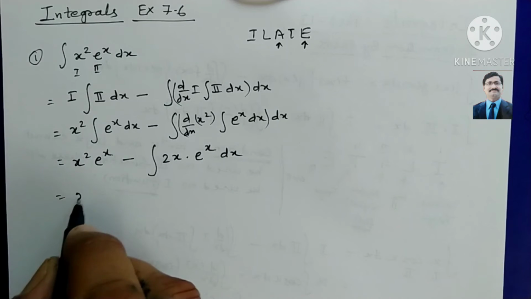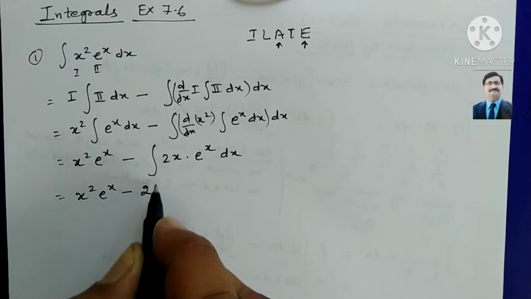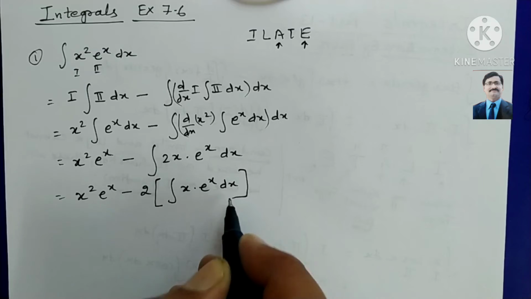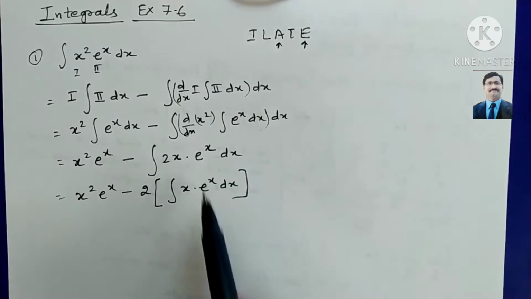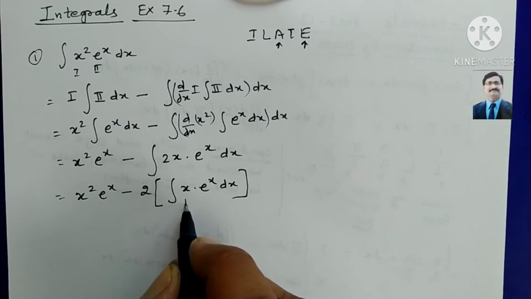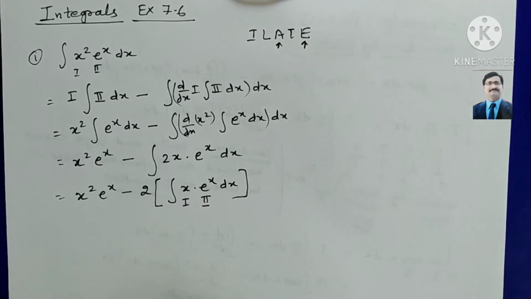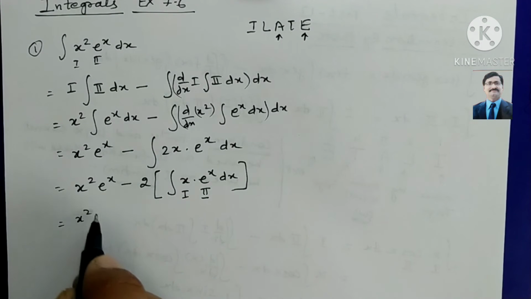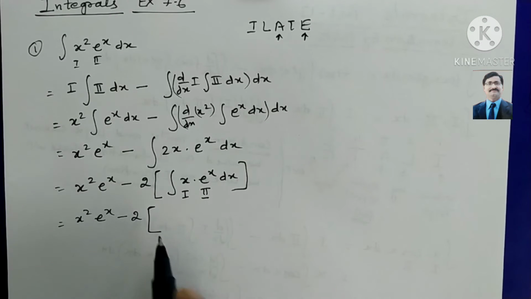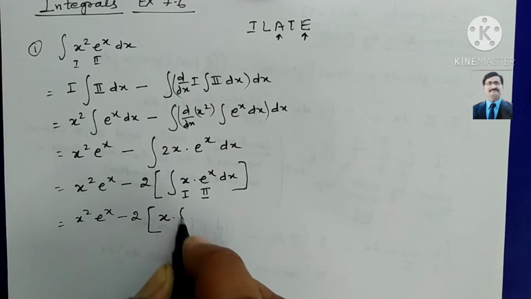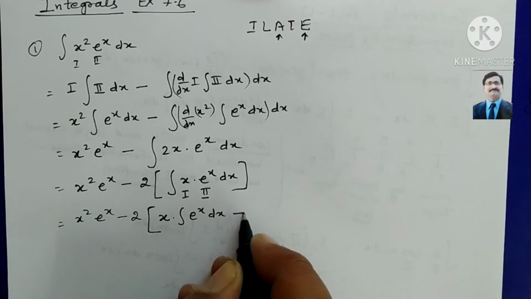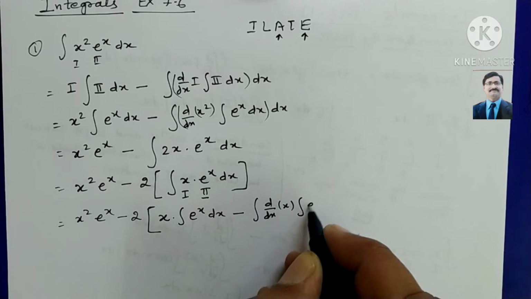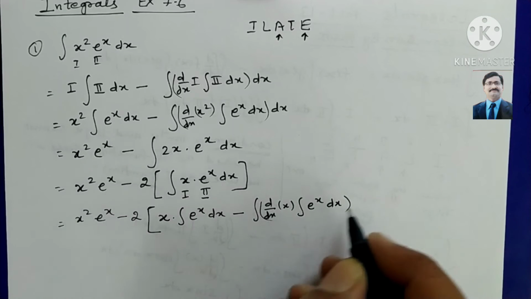Look at this 2, we can take outside, so we get 2 bracket integral x e power x dx. Now again we will use this ISATE formula. Again x is algebraic, so this is first and e power x is second. Now again we use the same formula, so look here, we get x square e power x minus 2 bracket, x is first as it is, integral of e power x dx, minus the differential of first, x, integral of e power x dx, and whole dx.